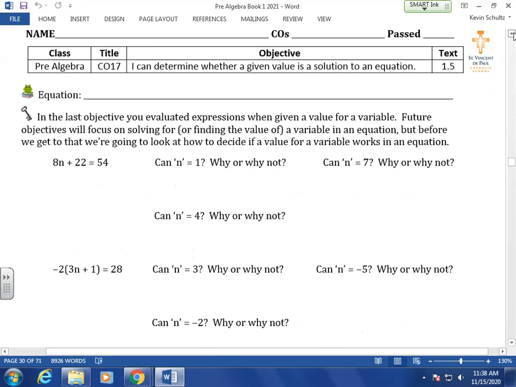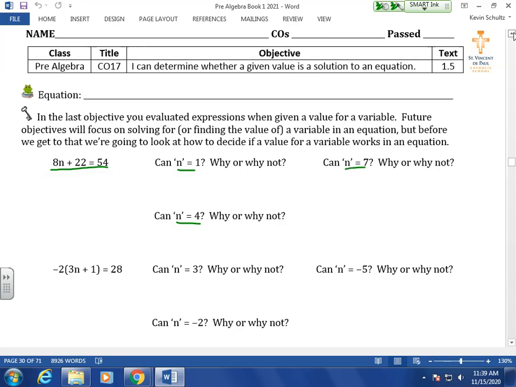Okay, so CO17 is determining whether a given value is a solution to an equation. This is the final objective that we'll do until we get into our string of 5 objectives all about solving for a variable based on the type of equation that we have here. And CO17 is, I give you an equation such as 8n plus 22 equals 54, and I ask you, can that variable equal 1? Why or why not? Can the variable be 4? Why or why not? Can it be 7? Why or why not?